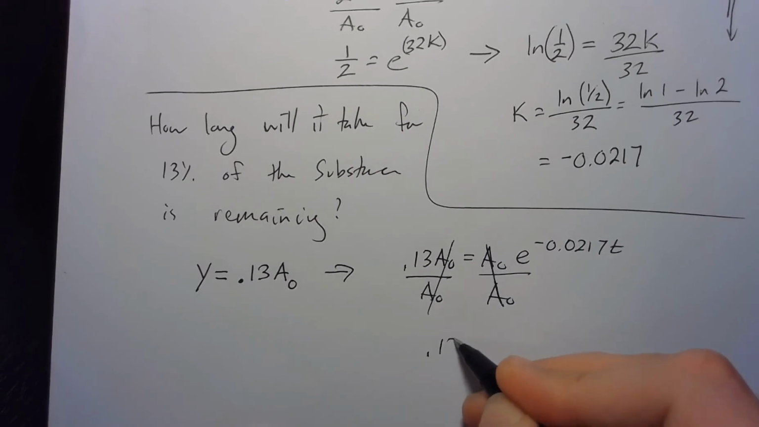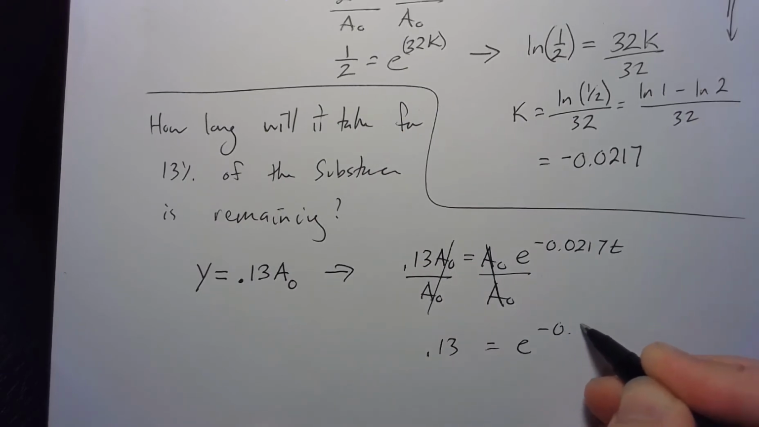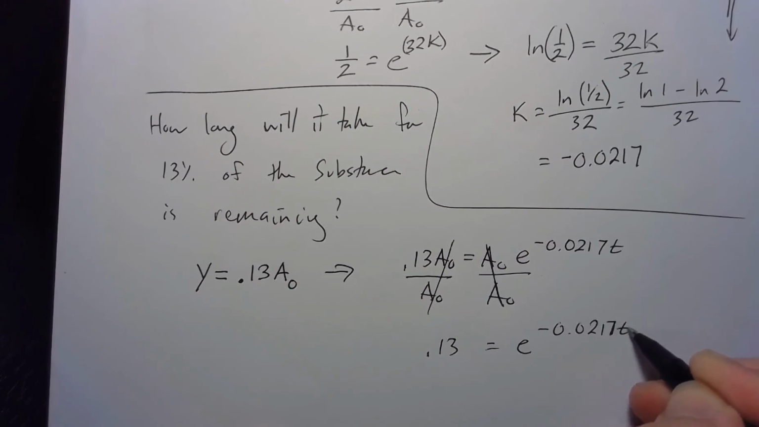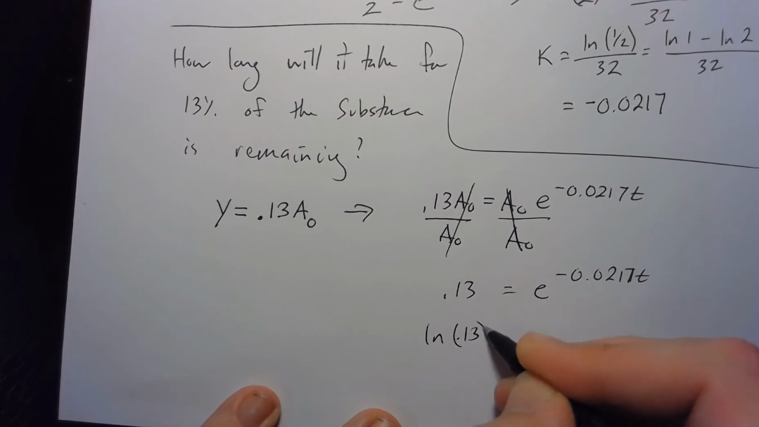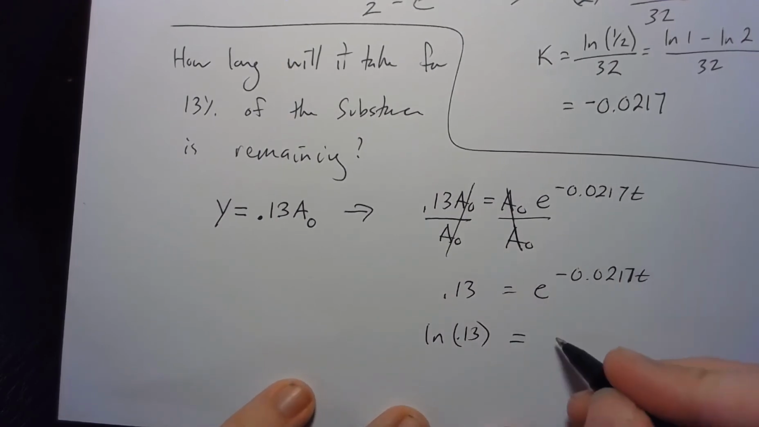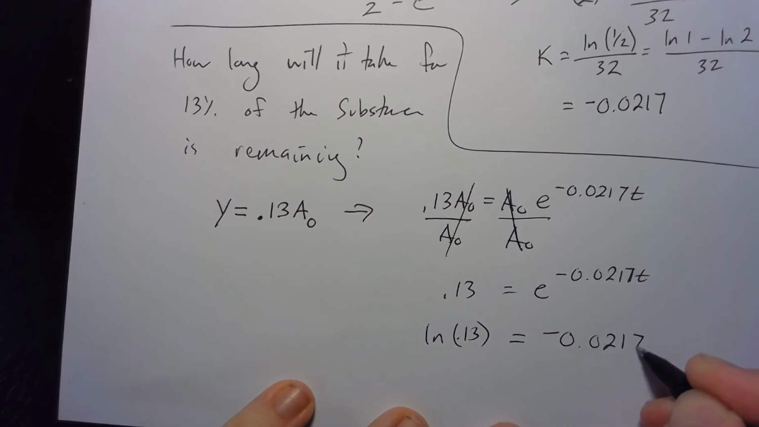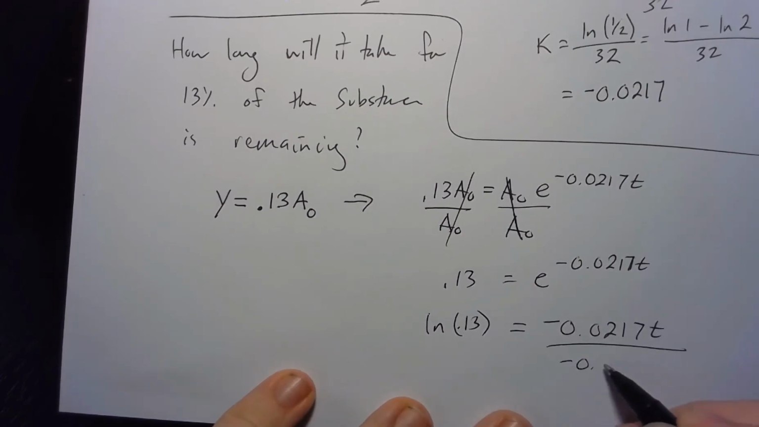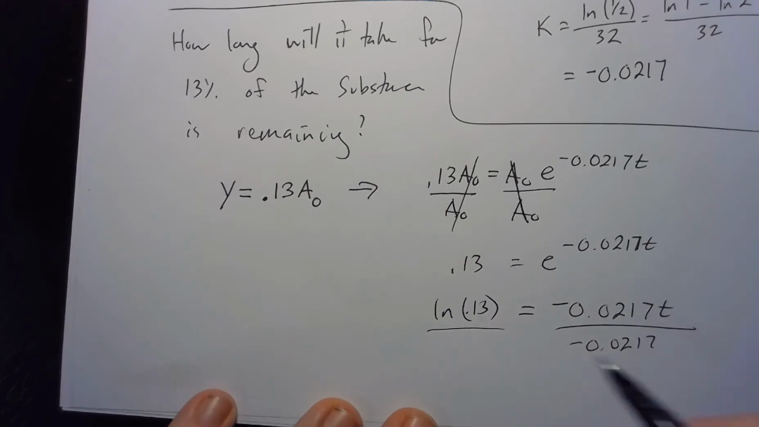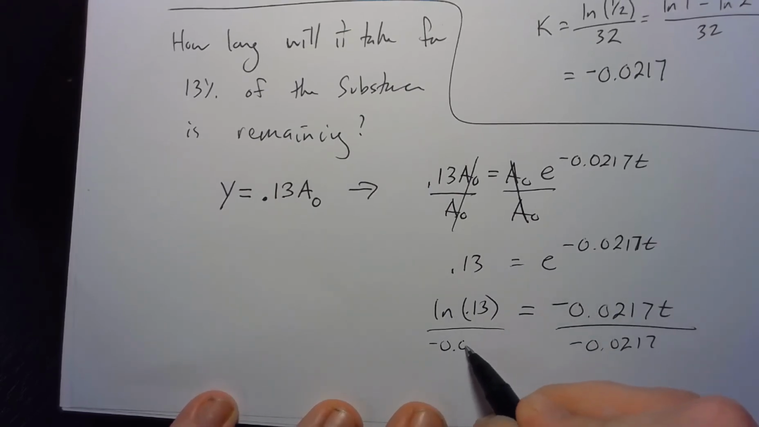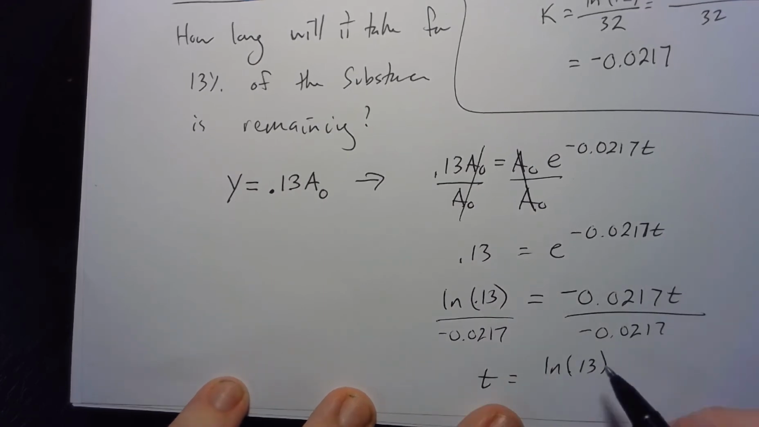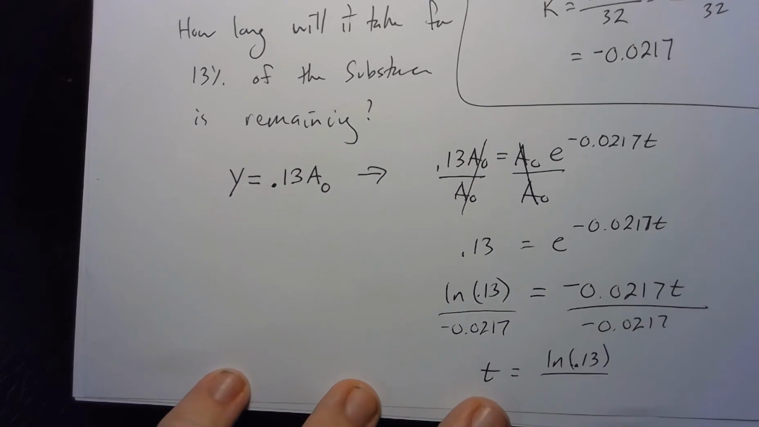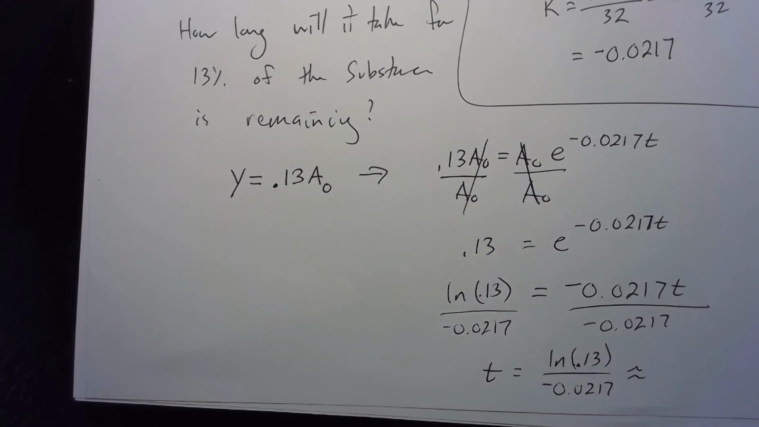So in this case, we're going to have 0.13 is equal to e to the negative 0.0217 t. We're going to solve for t, and in this case, we're going to take the natural log of both sides. Natural log of 0.13 equals, if I take the natural log of this side, I'm just left with the exponent. I'm going to divide both sides by that value in front of t. And I'm going to get t is equal to the natural log of 0.13 divided by that value. Remembering that a decimal inside the natural log is nothing more than a negative number. So sure enough, I will get a negative number divided by a negative number, which will give me a positive number.